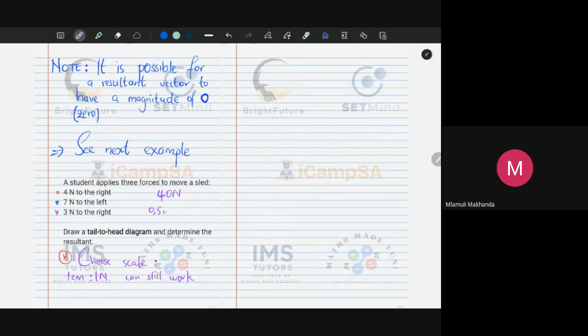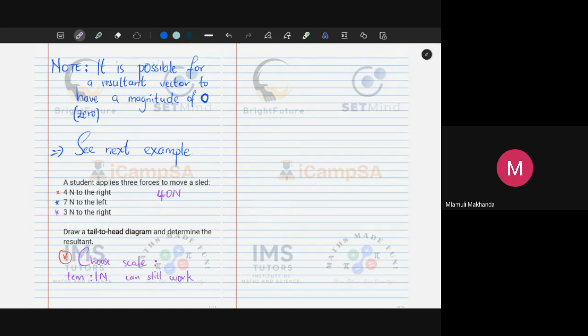It can be 0.5 centimeters is equal to 1 newton, anything. So if you see that the vector is too big, you reduce the centimeter side. So instead of 1, you reduce it to maybe 0.5. Usually that typically works for almost any big magnitude vector. If not, you reduce it to 0.2. If not, you reduce it to 0.1 centimeters. Scale can be any scale. There's no right or wrong scale. There's only nonsensical scales and impractical scales. So 1 is to 1 can still work here.